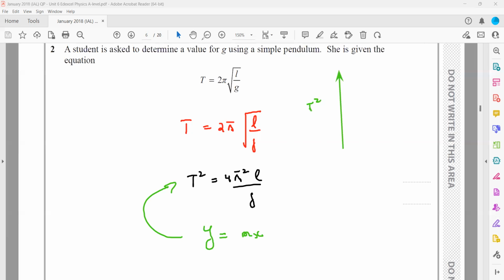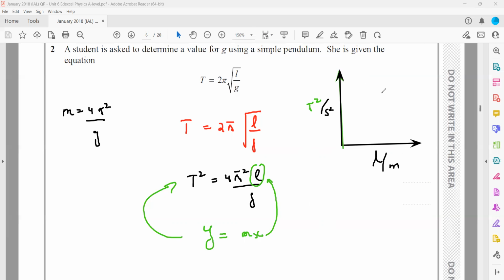On the x-axis we plot length, and whenever you label the axis, it should be with column headings. The unit of time squared will be seconds squared, and the unit of length is meters. Because there is no y-intercept, it should be a straight line starting from the origin. And how do we know it should be a straight line? Because the gradient is 4 pi squared over g, where 4 is constant, pi squared is constant, and g is also constant. So the graph between T squared and L will be a straight line passing through the origin.